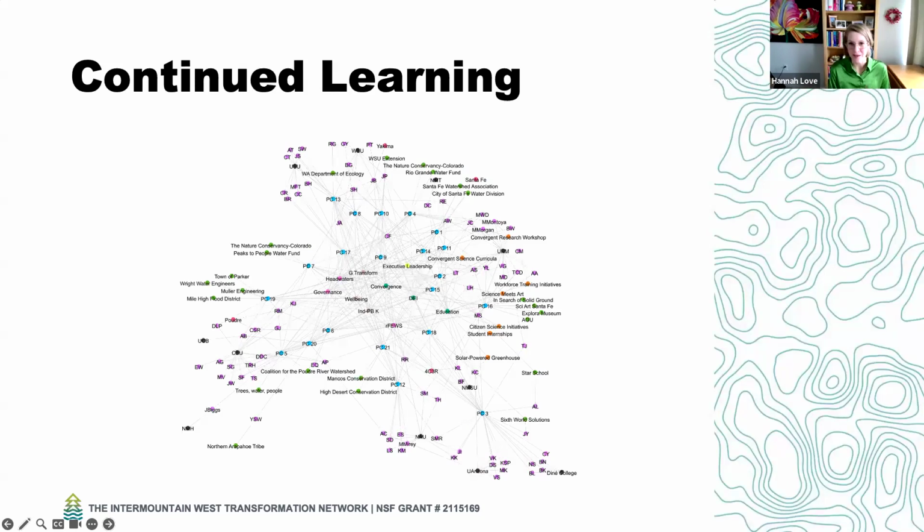I'm Hannah Love. I work at UNM as a senior researcher doing social network analysis and working on their science to team science initiatives. And so I'm going to talk a little bit about continued learning and social network analysis. So when we talk about the convergence approach, it's not a one and done. It's a process, or as sociologists like to call it, it's a constructivist process where we're learning, adjusting, and continuing to learn.